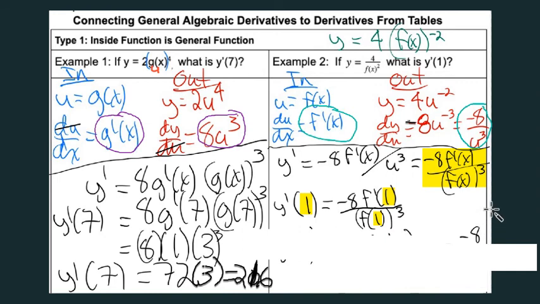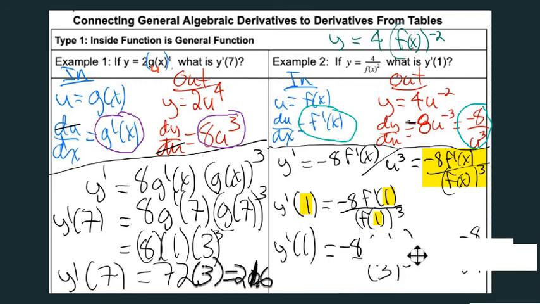And now I go to the table that was given, and I find out f prime at 1, and I find out f at 1, the original function value. So I do that, and I start substituting in -8, and f prime at 1 is 1. And then I divide by f at 1 cubed, and f at 1 is worth 3. So 3 cubed is 27. So it becomes -8 divided by 27 is our final answer.